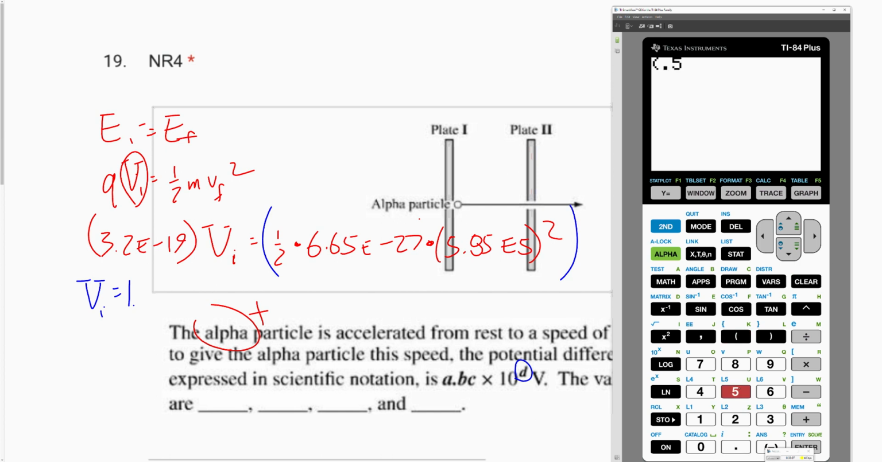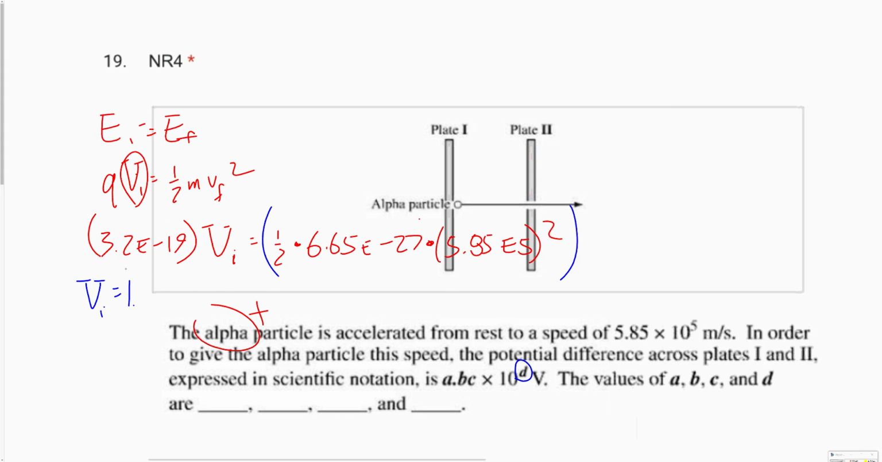0.5 times 6.65 times 5.85. Let's square that number. Only square the speed though. And now let's divide that by 3.2 times 10 to the minus 19. 3559. Okay, that's okay. 355.9.